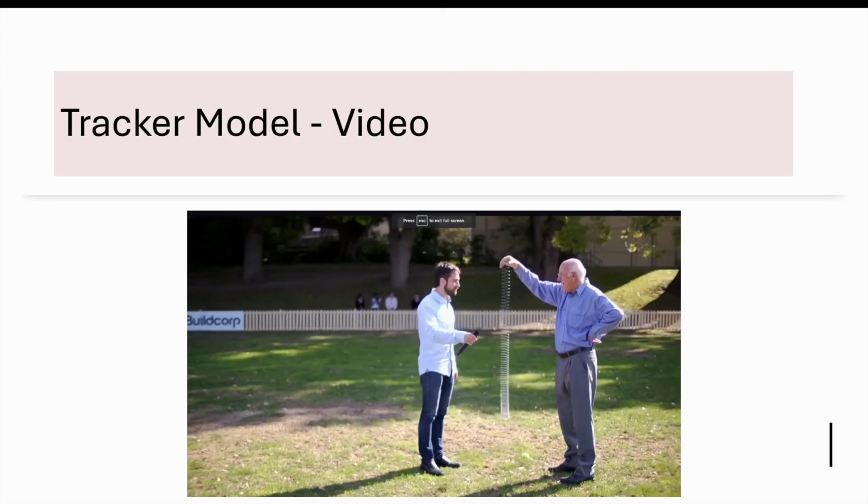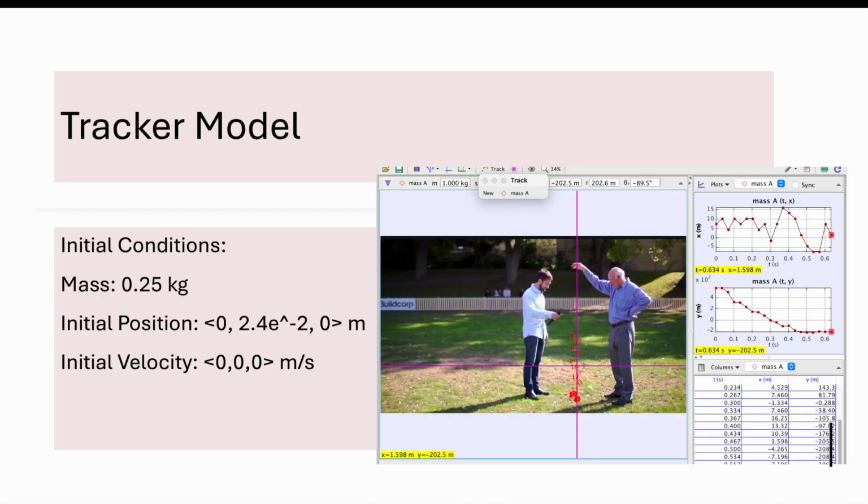So this is the model that was placed into Tracker. As you can see, the Slinky starts expanded and then is dropped. So show that one more time.